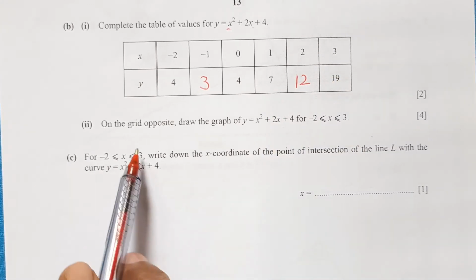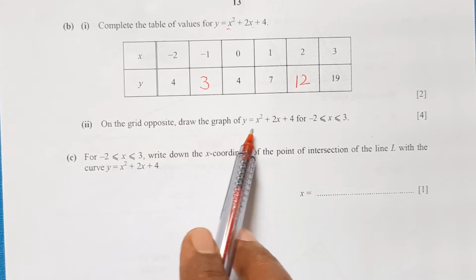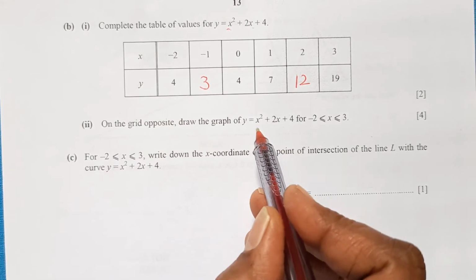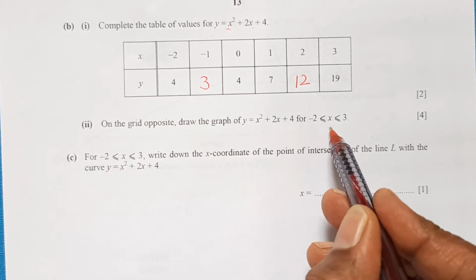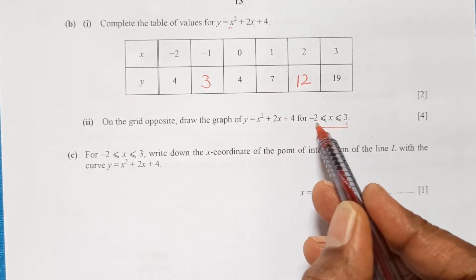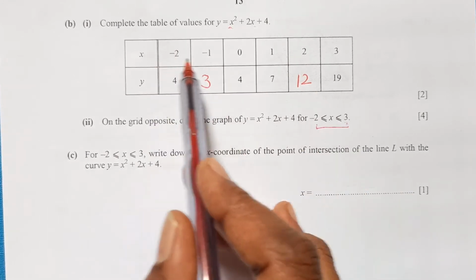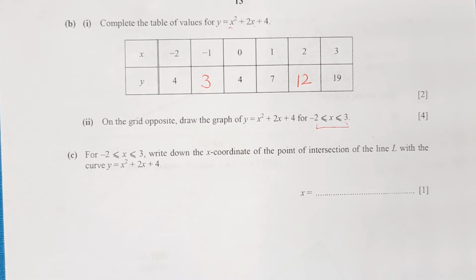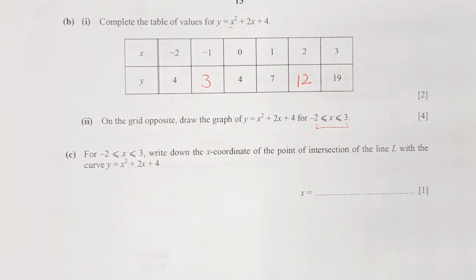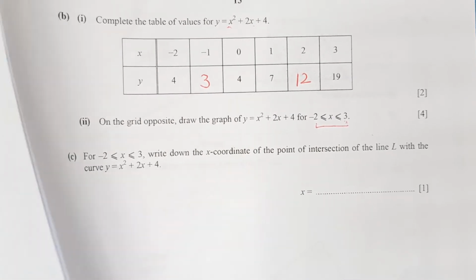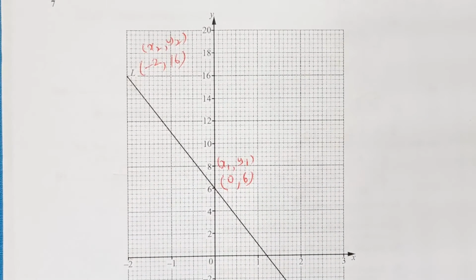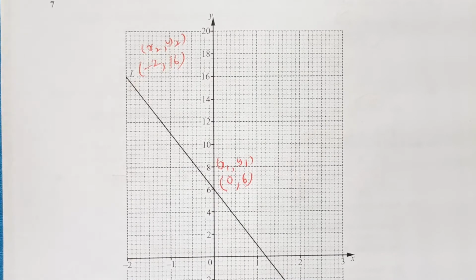Okay. Now on the grid opposite, draw the graph of y equals x squared plus 2x plus 4 for values of x between negative 2 and 3, and we are given these values here. So we are just going to use that graph again here, the one that we did before. It is here. So this one. So we are going to plot the graph of these points.